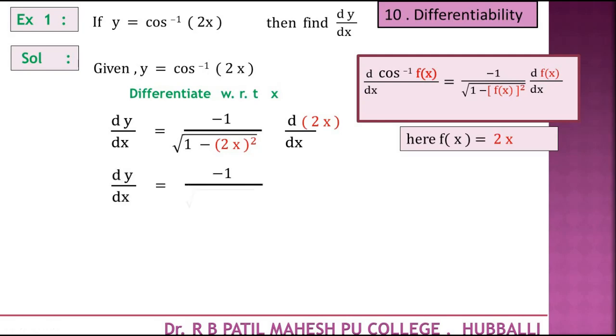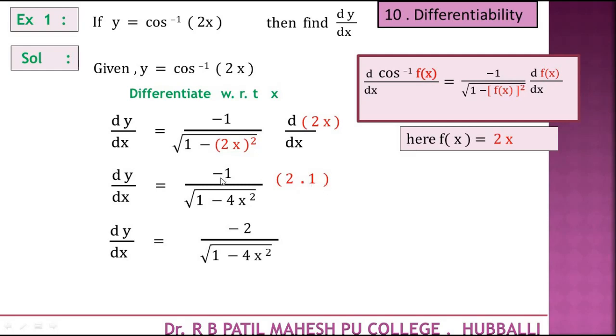Next, rewriting this, (2x) whole square is nothing but 2 square is 4, x square is x square, and 2 into x derivative is 2 into 1, constant as it is, x derivative is 1. So rewriting this answer, we get minus 2 divided by root of 1 minus 4x square. See, this 2 into minus 1 becomes minus 2. So this function is nothing but the derivative of the given inverse function. So this is the way of writing inverse functions if it is a composite variable.